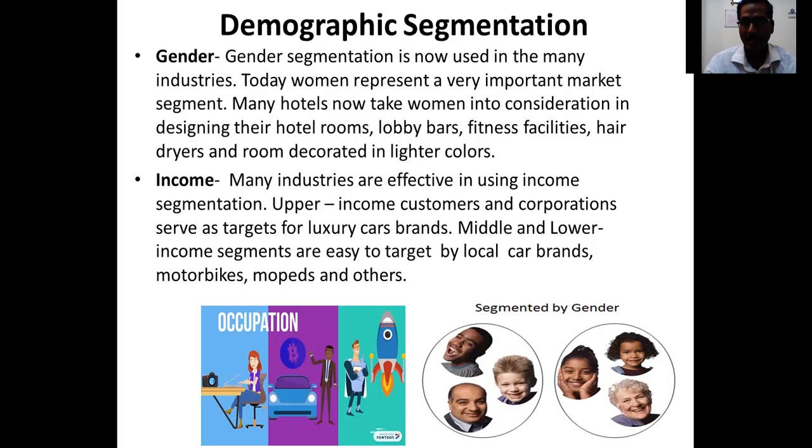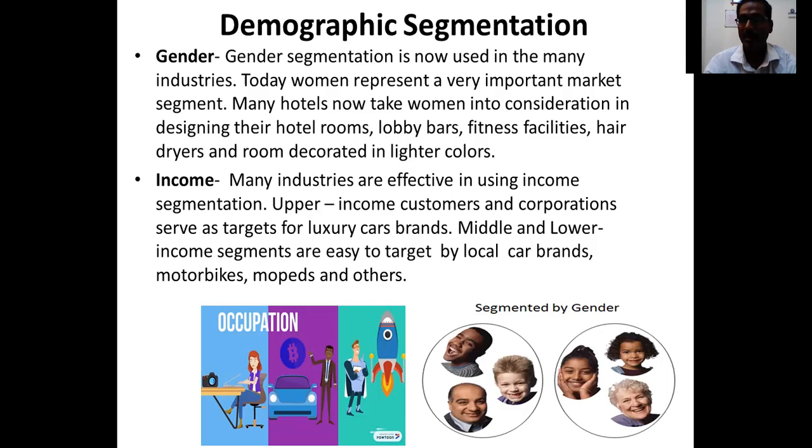Many industries are effective in using the income segment. The upper income customers and corporations serve as a target for luxury car brands. And middle and lower income segments are very easy to target by local car brands, motorbikes, mopeds, and other transports. So what happened? Based on income also, they segment.